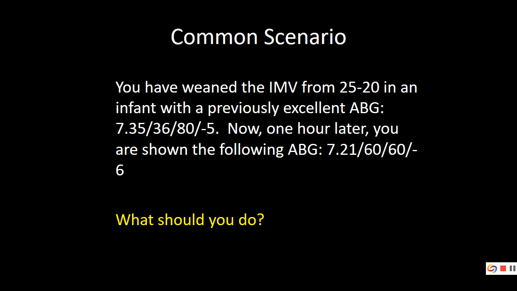Probably you should get an x-ray, because probably you have some sort of mechanical issue. You have a blocked tube or a pneumothorax or a right main stem. It would be highly unlikely for a baby that's weaning with this excellent gas to go all the way from a CO2 of 36 to 60 in 1 hour with a rate change of 25 to 20. And probably the baby is spontaneously breathing over the ventilator as well.